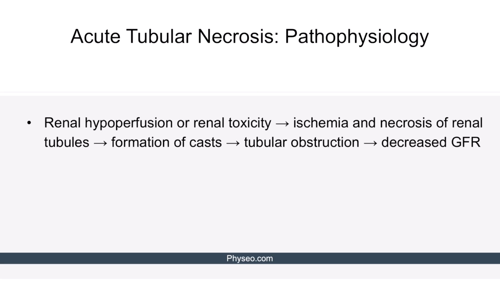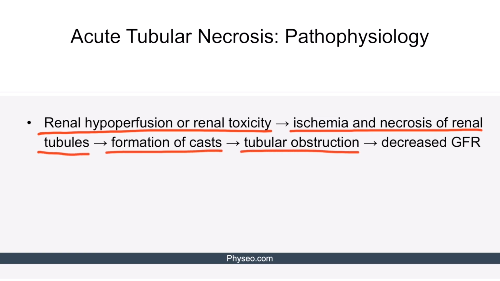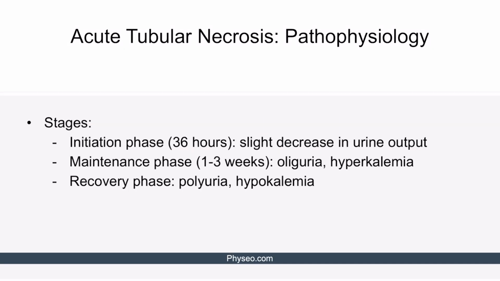Moving on to pathophysiology. Persistent renal hypoperfusion or renal toxicity leads to ischemia and necrosis of renal tubules. Subsequently, tubular damage leads to formation of casts, which get stuck in the lumen, causing tubular obstruction. This results in decreased glomerular filtration rate and thus can induce renal failure.